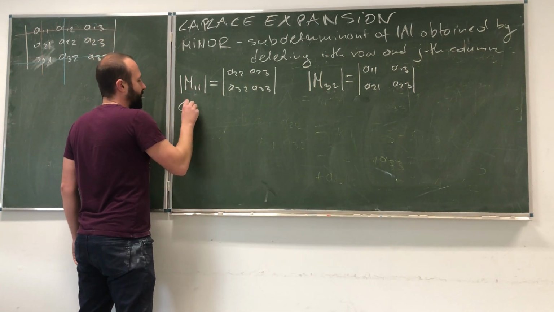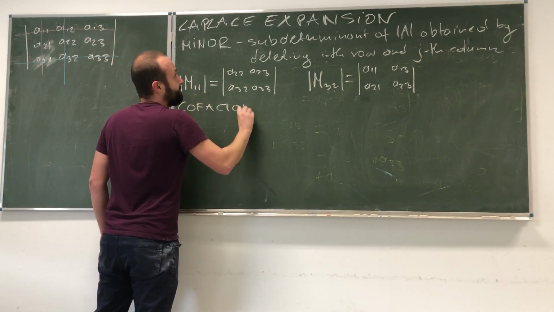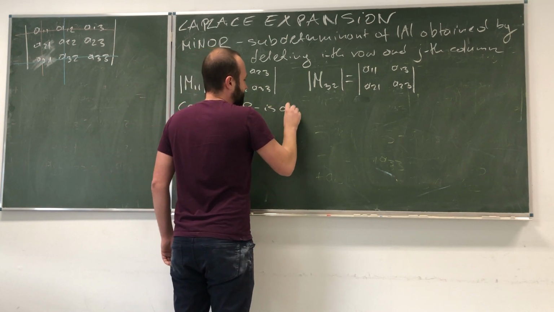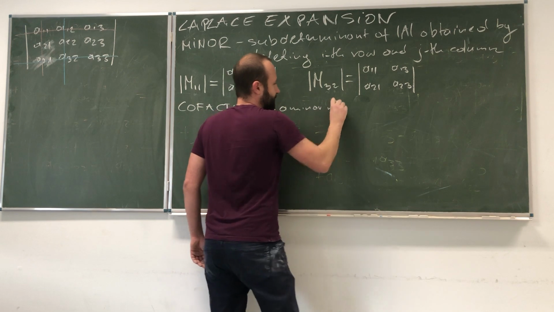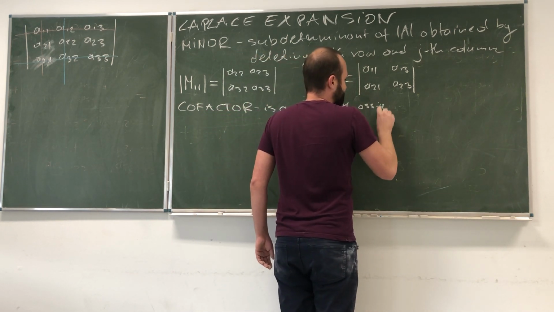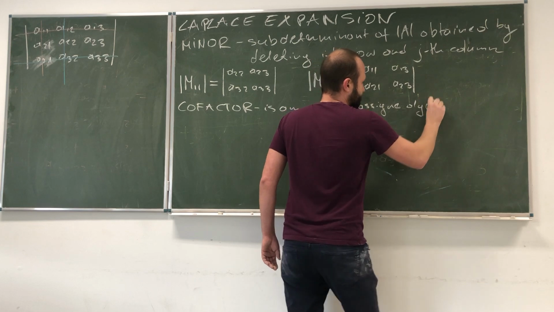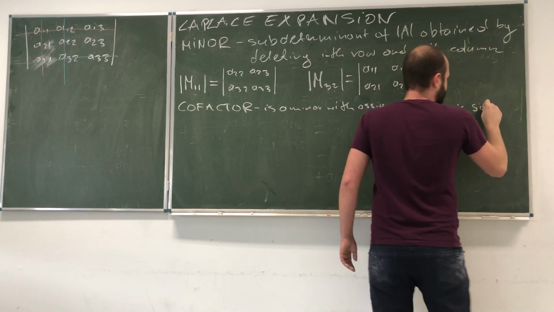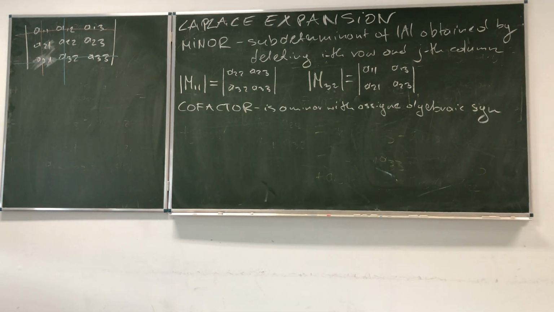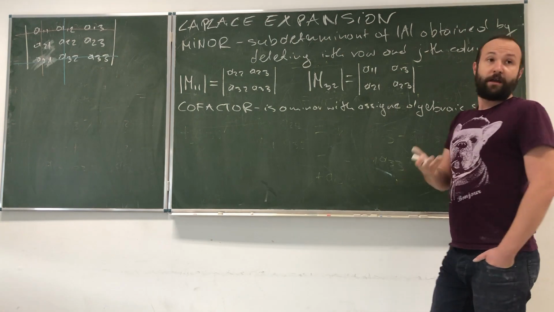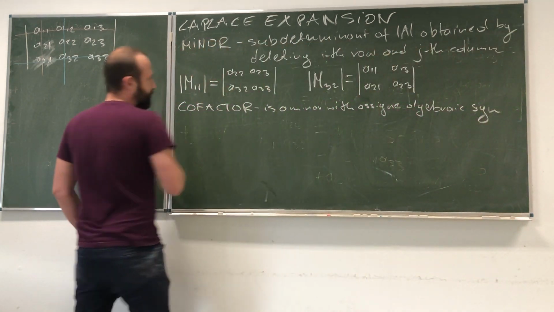And then the second concept we need to introduce is called cofactor. And a cofactor is a minor with an assigned algebraic sign. Okay, what does it mean? It means that in order to get a cofactor, first we need to find a minor and then we need to add either plus or minus in front. How do we know whether we should add plus or minus?